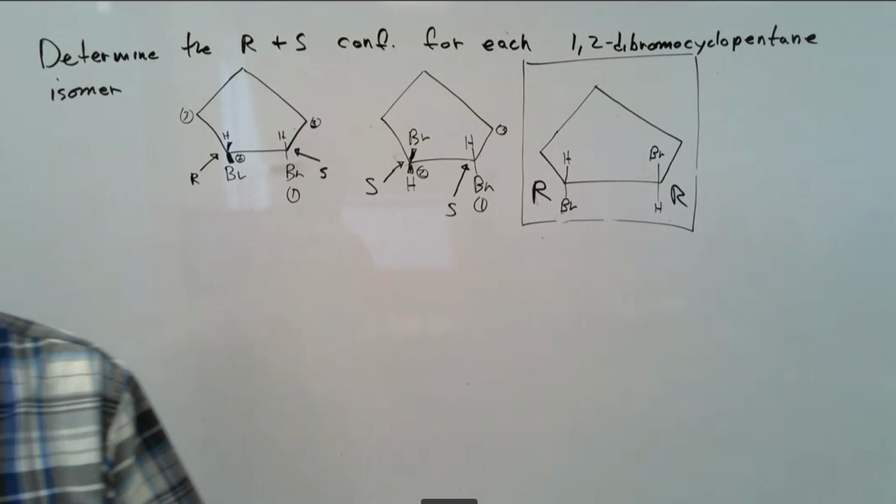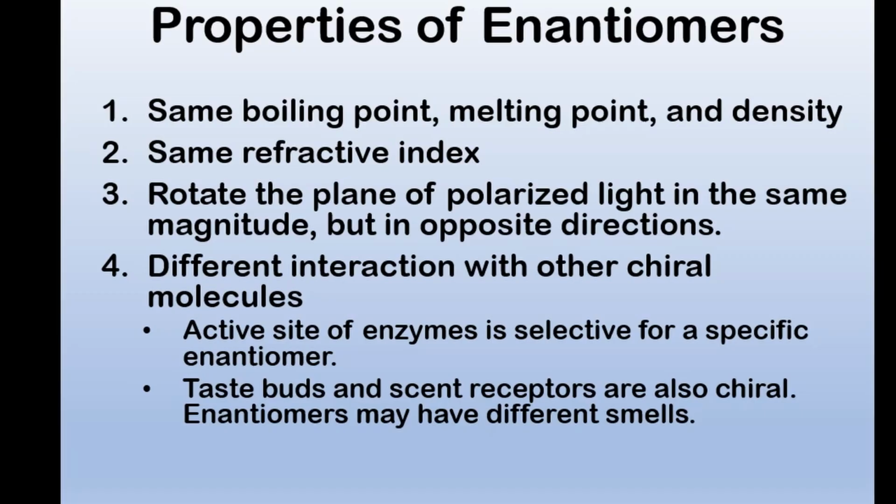All very interesting. Let's talk about the properties of enantiomers. These 2 trans-1,2-dibromocyclopentane, if I have a bottle of this one and a bottle of that one, they're going to have the same boiling point, the same melting point and density, same refractive index.